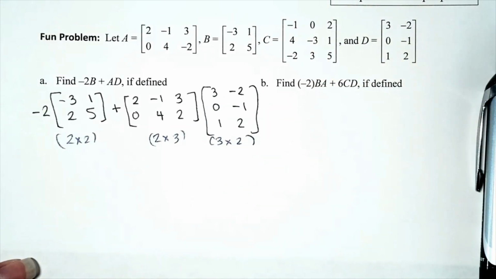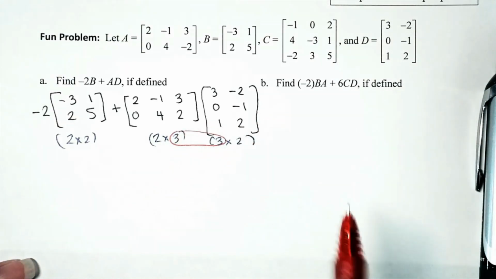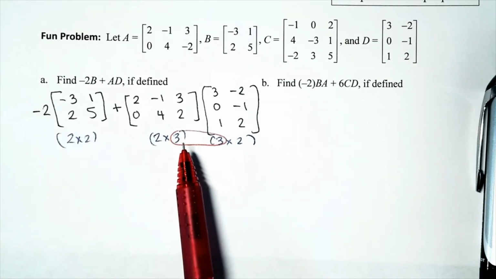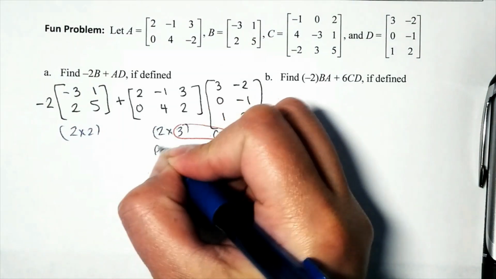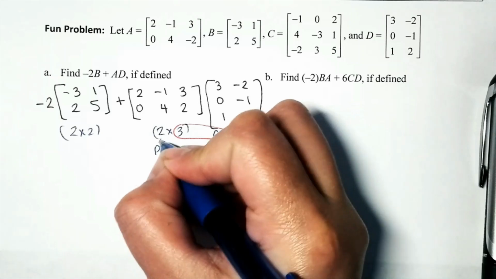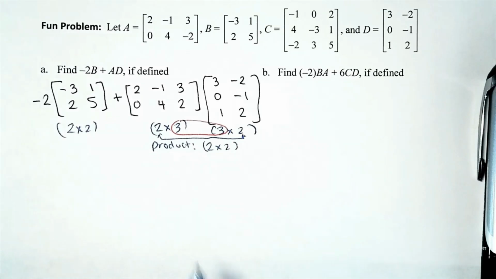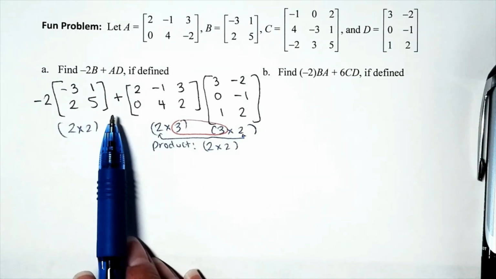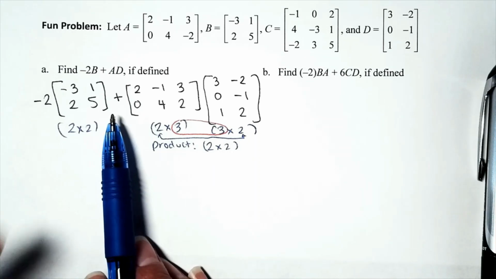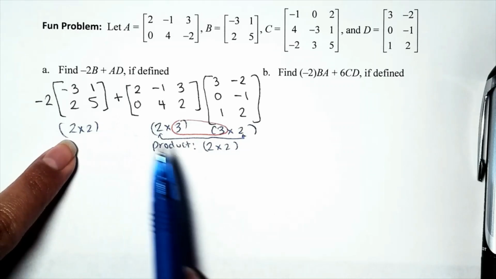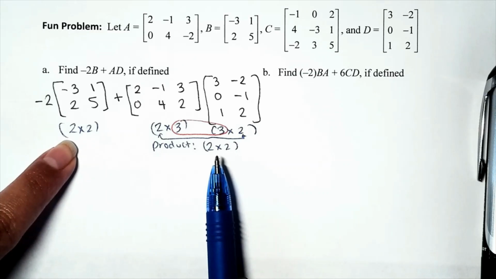So first question I want to ask myself, is the product defined? I need to know if these inside numbers are the same. I want to know if the columns of the first equal the rows of the second, and they do. And what will be the dimensions of the product? It will be 2 by 2. Now ultimately, once we take our products, we want to add them. So I want to know, is the sum defined? We can only add or subtract matrices of the same size. So we have a 2 by 2 matrix here, and we will have a 2 by 2 matrix here. The dimensions are the same, so the sum is defined.